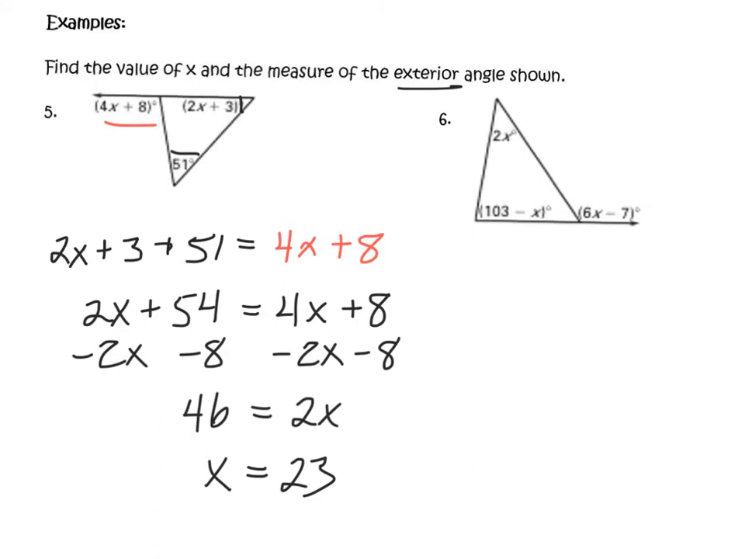Finally, I want to figure out the measure of the exterior angle. So it looks like if I plug that 23 back in, I'm going to end up with 100 for the exterior angle. And then this little interior angle is going to be 49. So it checks out. If I add up my two interior angles, 49 and 51, I do get 100.